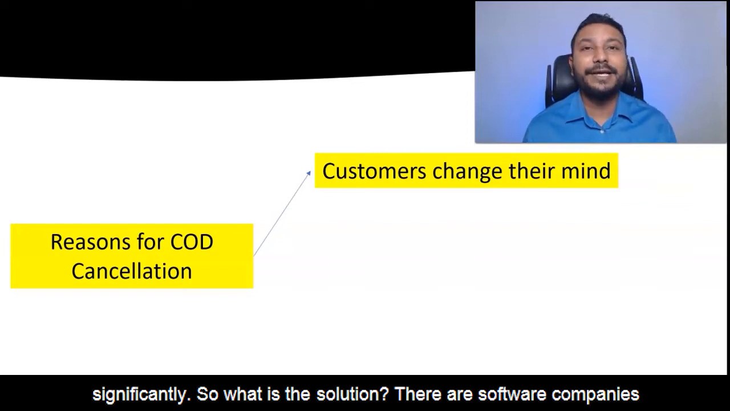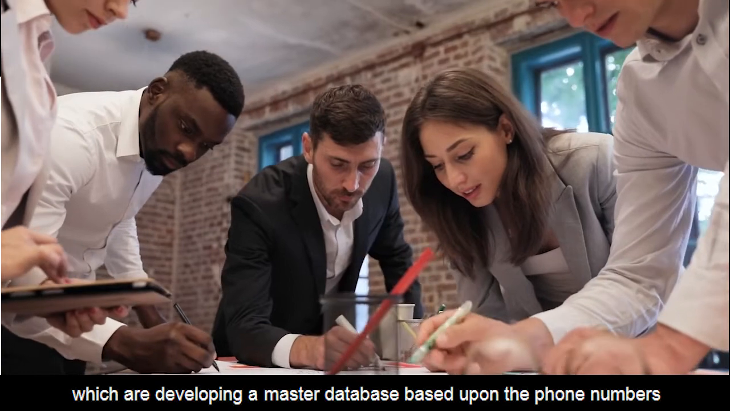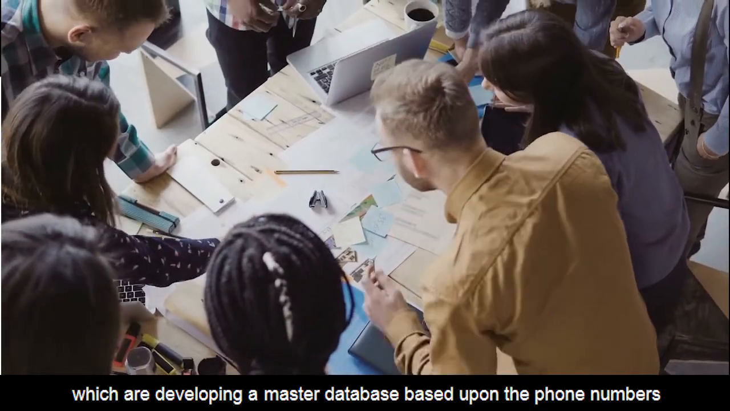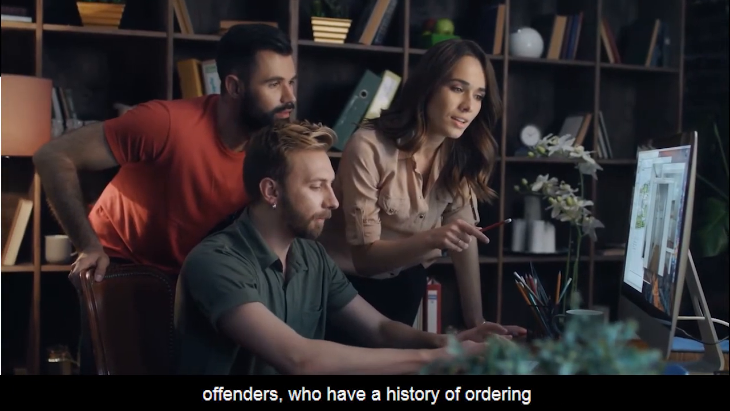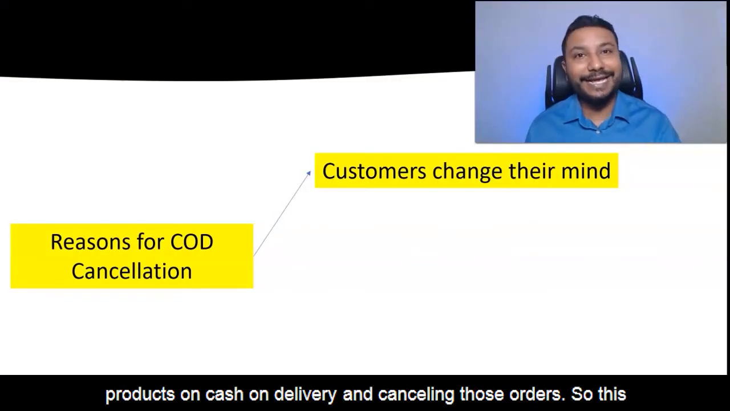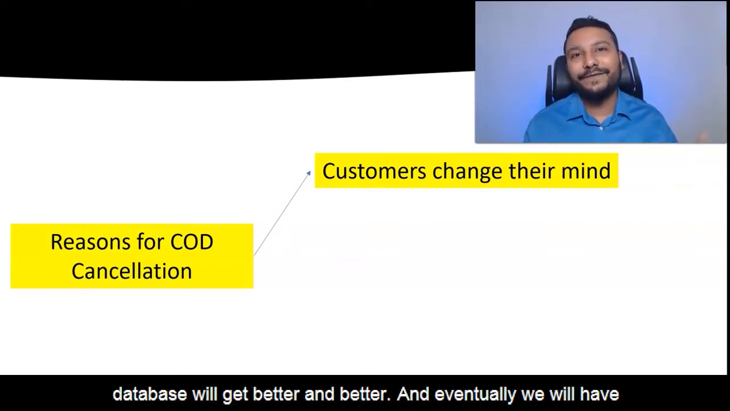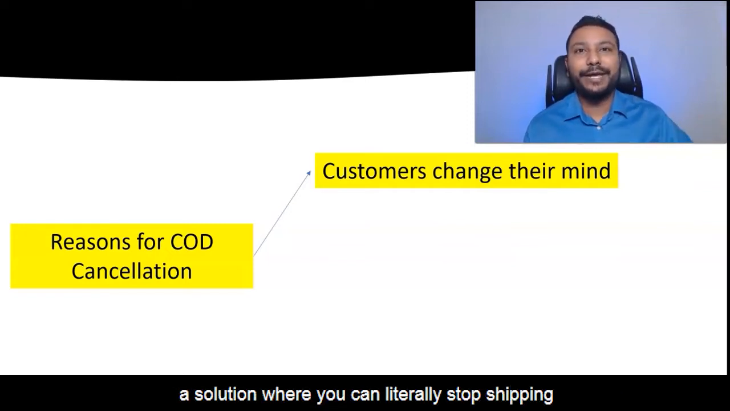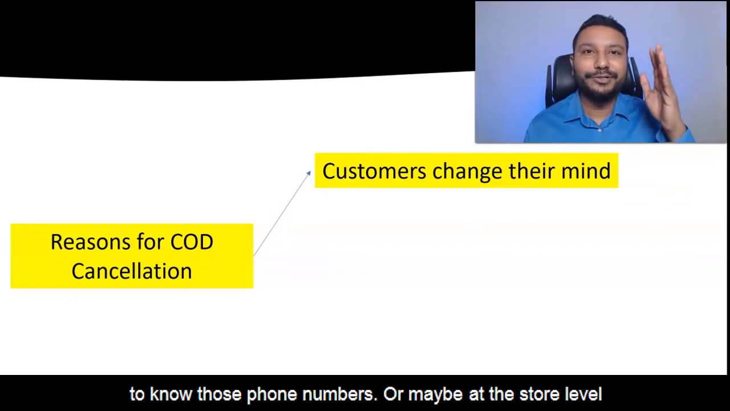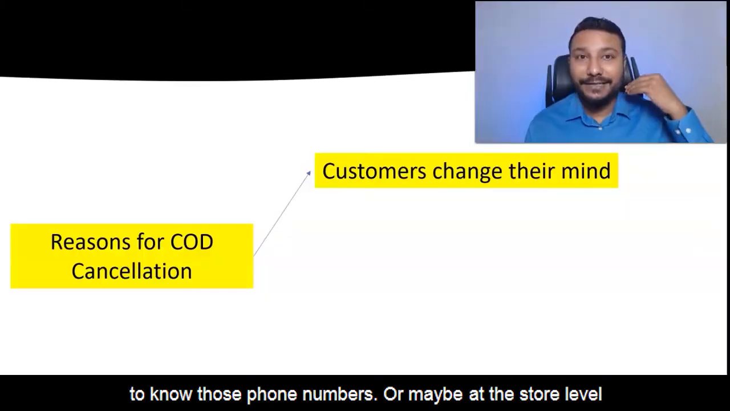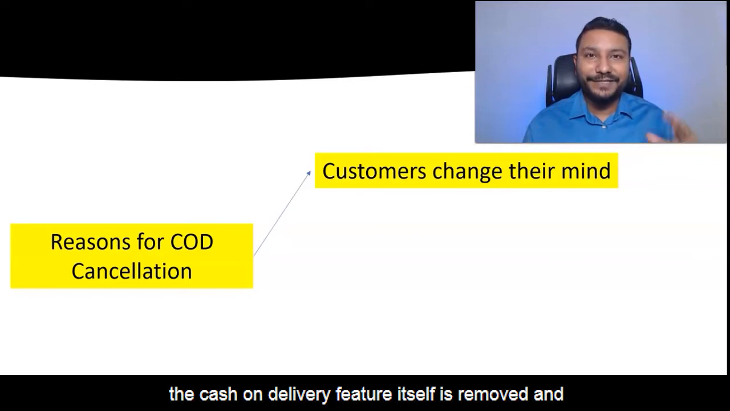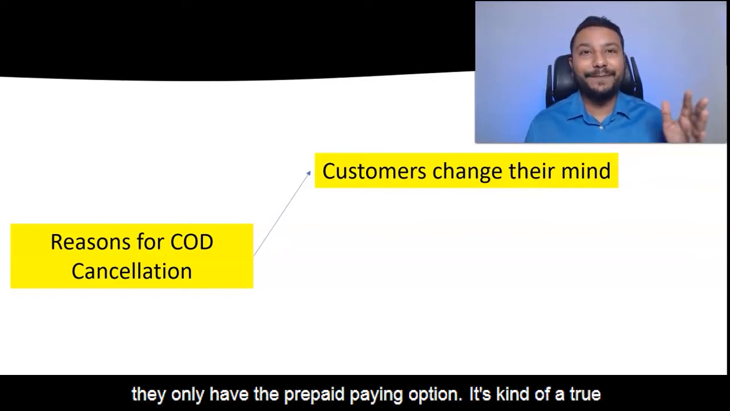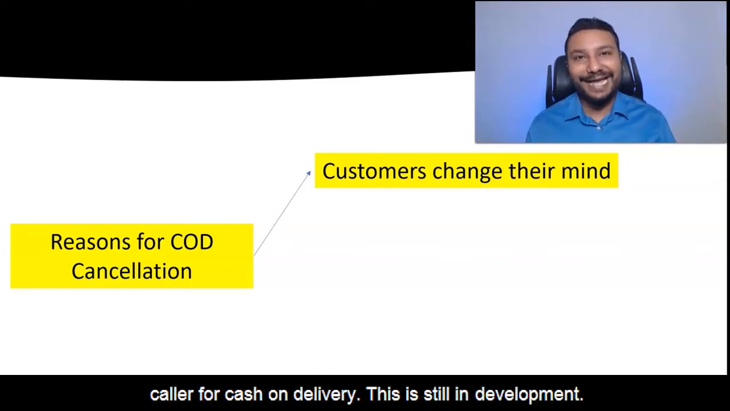So what is the solution? There are software companies which are developing a master database based upon phone numbers, and identifying people who are habitual offenders, who have a history of ordering products on cash on delivery and canceling those orders. This database will get better and better, and eventually we will have a solution where you can literally stop shipping to those phone numbers, or maybe at a store level, when people are entering their phone number, automatically the cash on delivery feature itself is removed and they only have the prepaid paying option. It's kind of a Truecaller for cash on delivery.